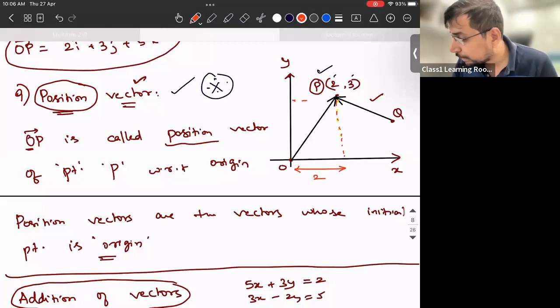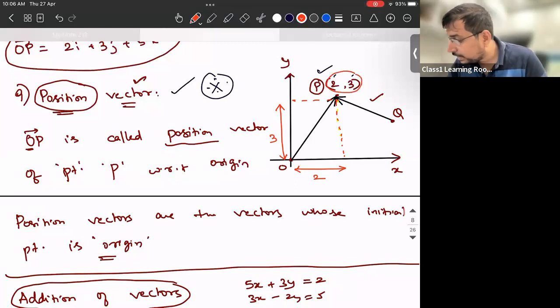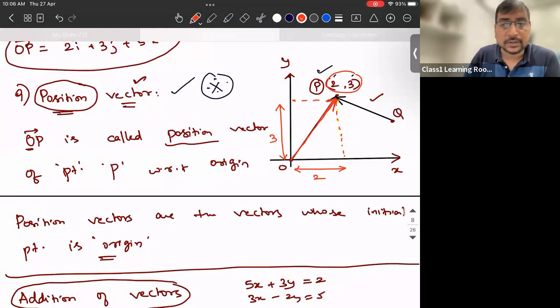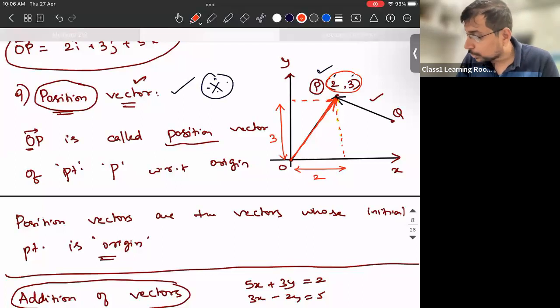And if I drop a perpendicular from here, the distance from the origin to this foot of the perpendicular is going to be 3 units. Makes sense? So this P(2, 3), when I take the initial point to be origin, then I can draw a vector like this. And what will be the name given to this vector? You will call it O, the starting point, P, the ending point, with a bar on top of it. You read it as OP vector.